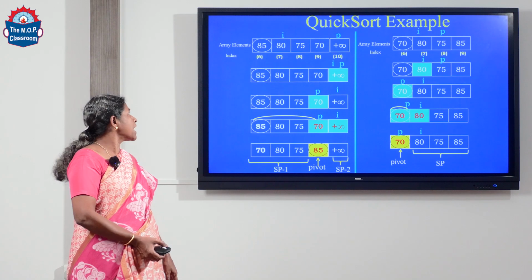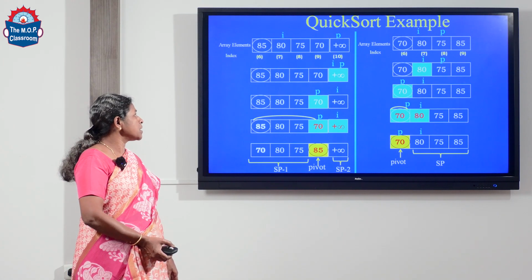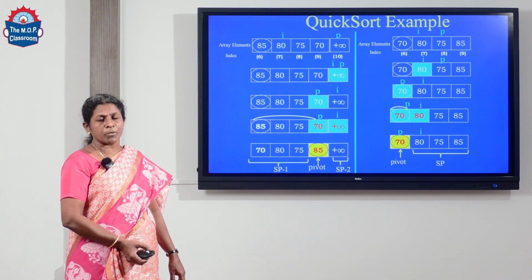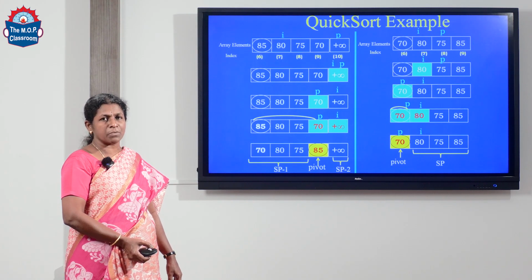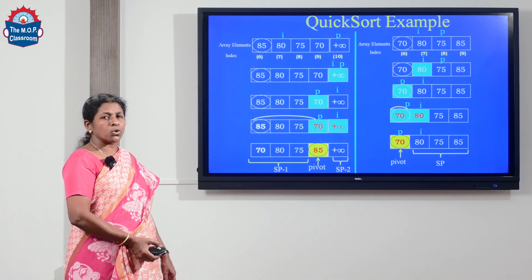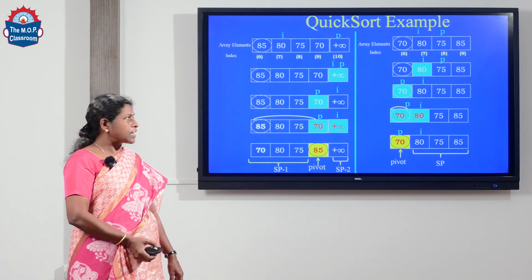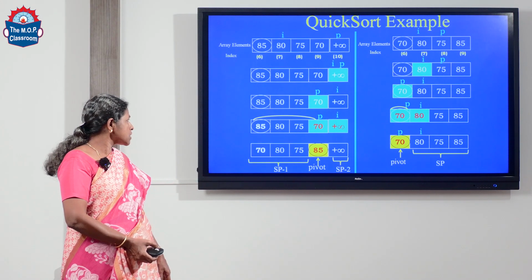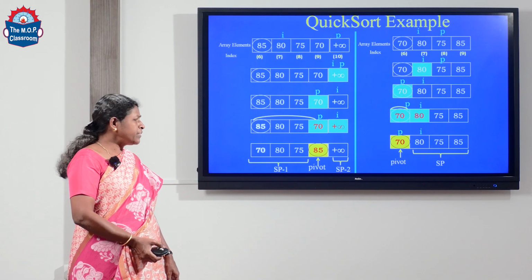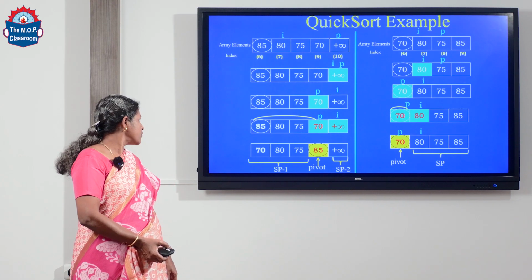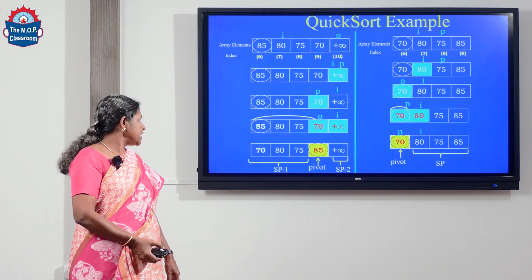On the right side, the sub-problem we had was 85, 80, 75, 70, plus infinity. For that also I am going to repeat the same process. In this case, which is my first element? 85. So, I will consider 85 as a pivot and I will try to place 85 in its proper place. If you see in the last line, 85 has occupied its correct place, and on the left hand side you have 3 elements: 70, 80, 85.